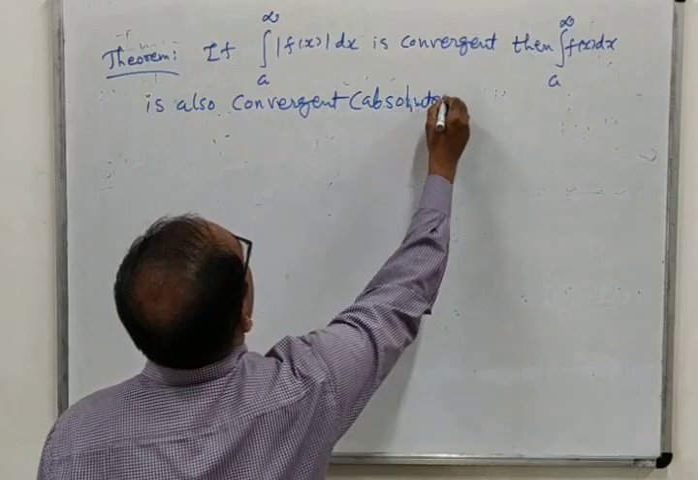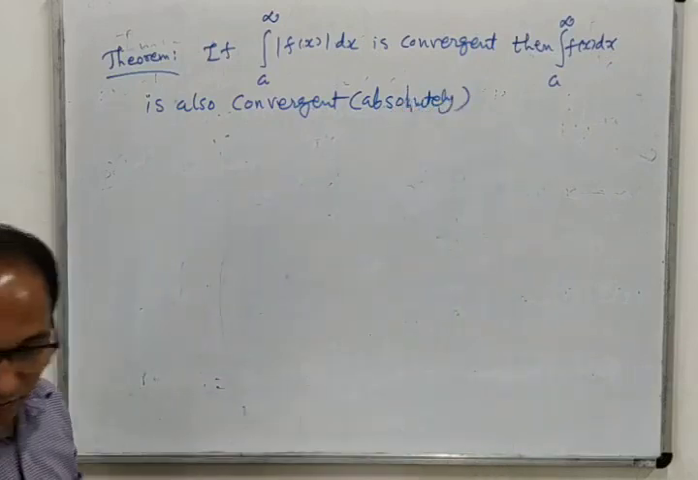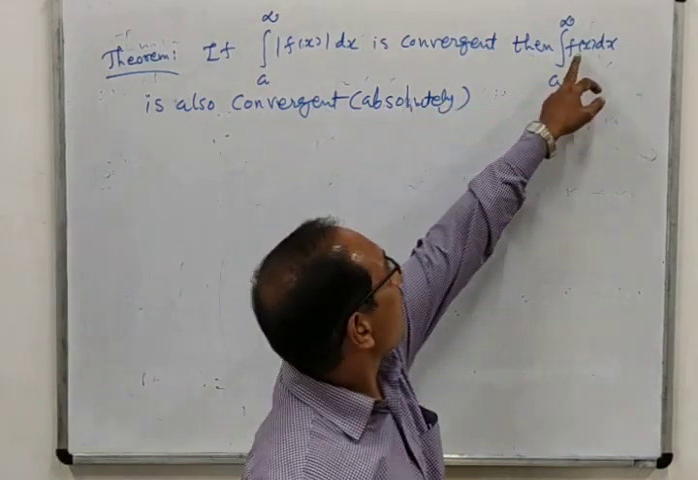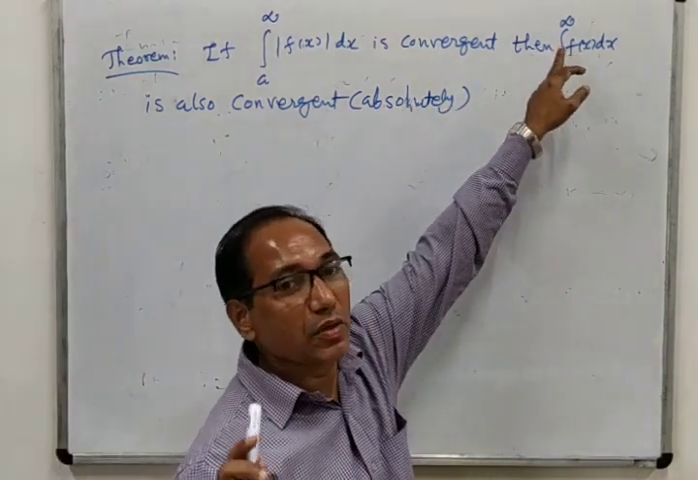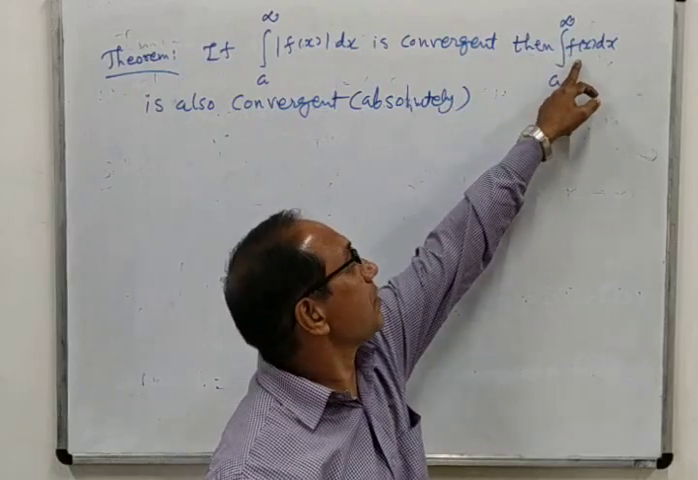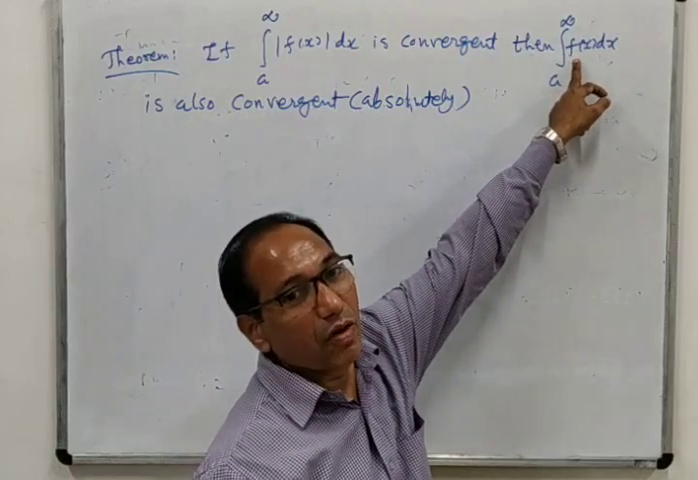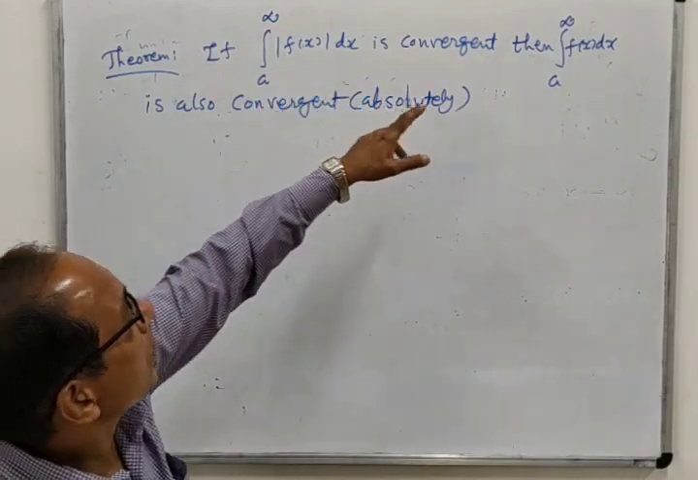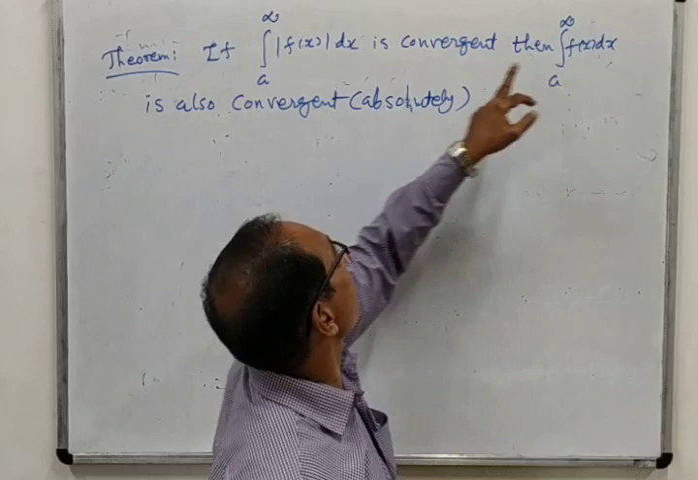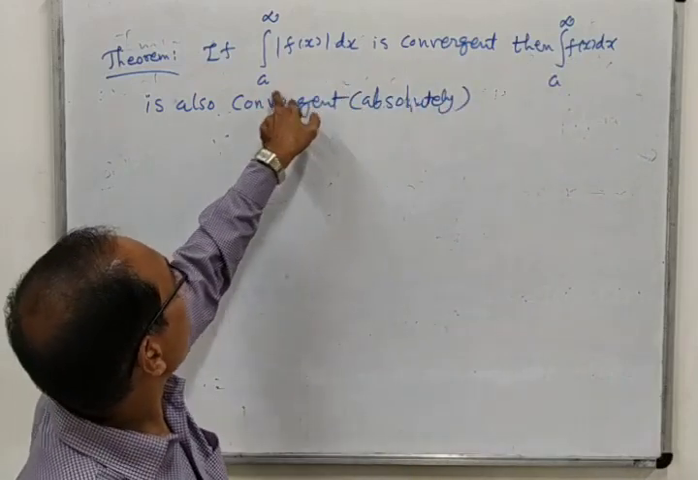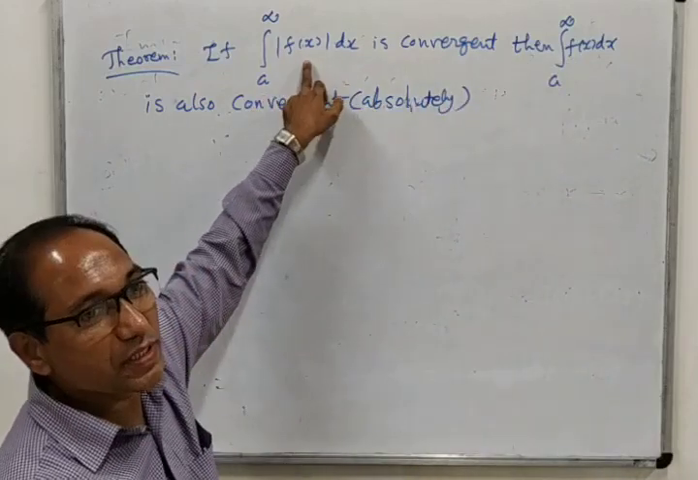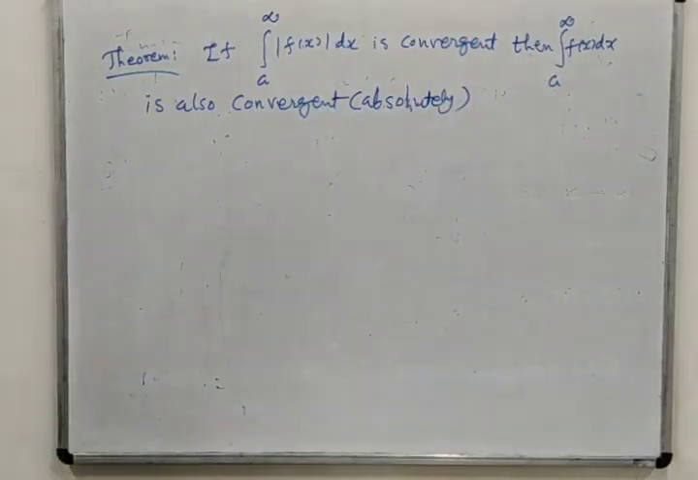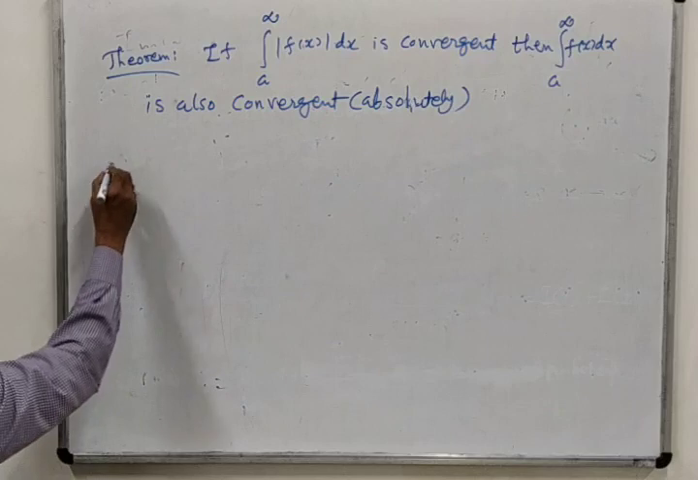Absolutely convergent. So this theorem is applicable when the function is not integrable, and also it is not possible for us sometimes to apply comparison test. Then we can apply this theorem. That means we can find out its absolute value, that means modulus of fx, and then we can check out its convergence. If it is convergent, we can also say that it is also convergent. So let us see example. It will be clear to you from the example.